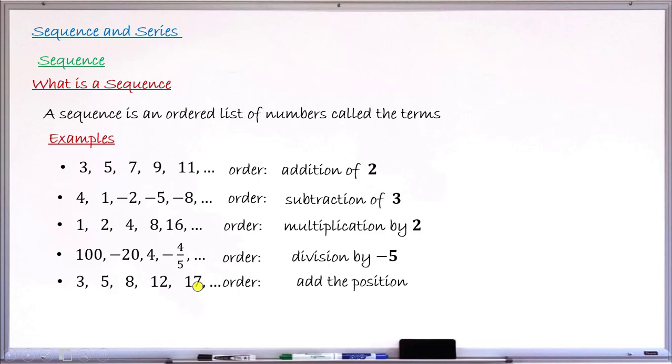This is term number 5. When you add 5 to 12, it gives you 17. So this is the order in this case. You can see it's addition, but it is not addition of a constant number. We are just adding the position of the term. This is still a sequence because there is a criterion.